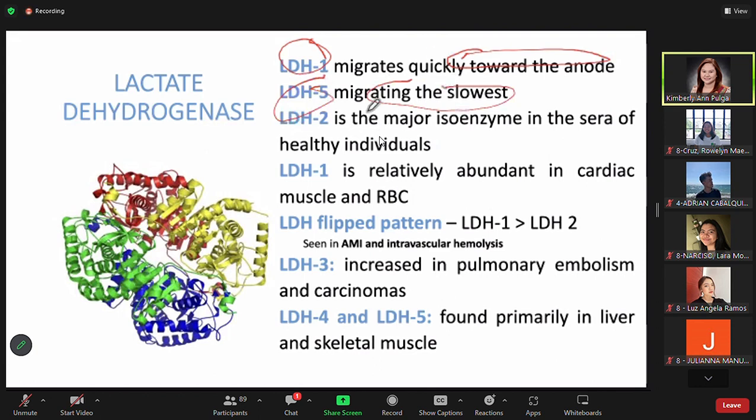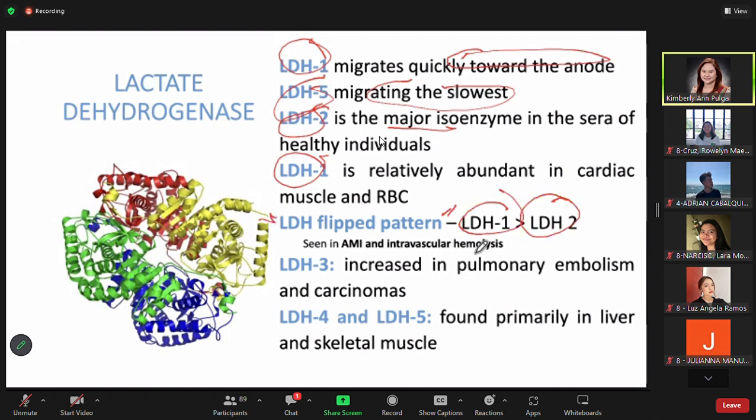So, anong ginagawa natin dito? Electrophoresis, ha? LDH2, this is the major isoenzyme in the sera of healthy individuals. LDH1 is relatively abundant in cardiac muscle and RBC. Now, may mga instances po na mas tumataas si LDH1 kaysa kay LDH2. And when that happened, we call that as the LDH flip pattern. Kapag ka nangyayari yan, no? There is a flip pattern for the LDH.